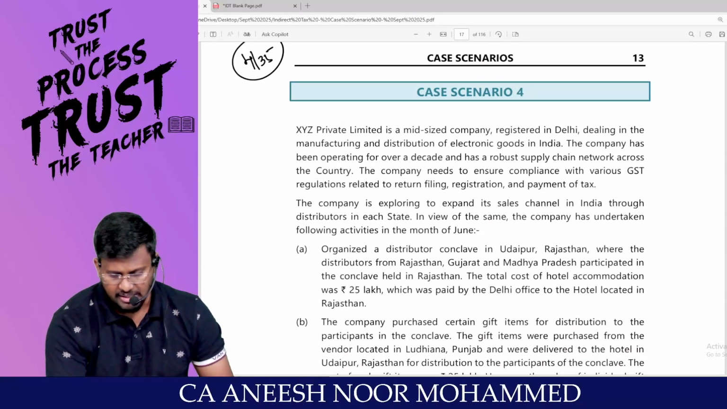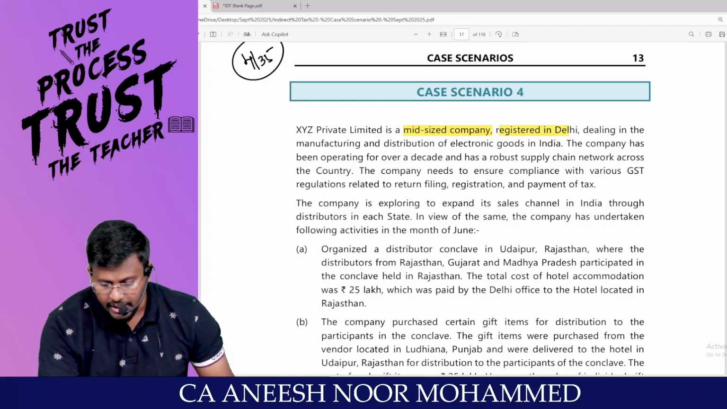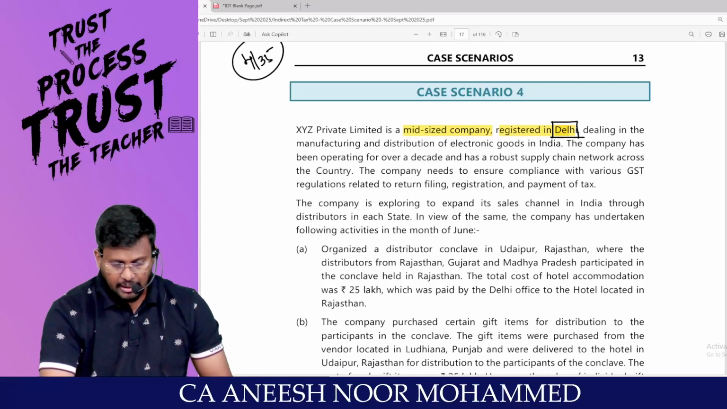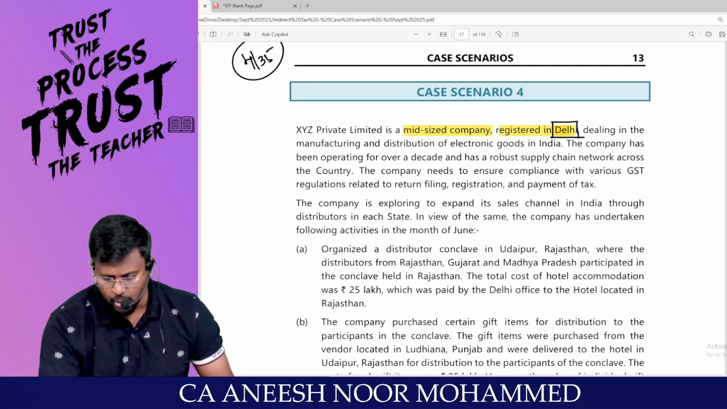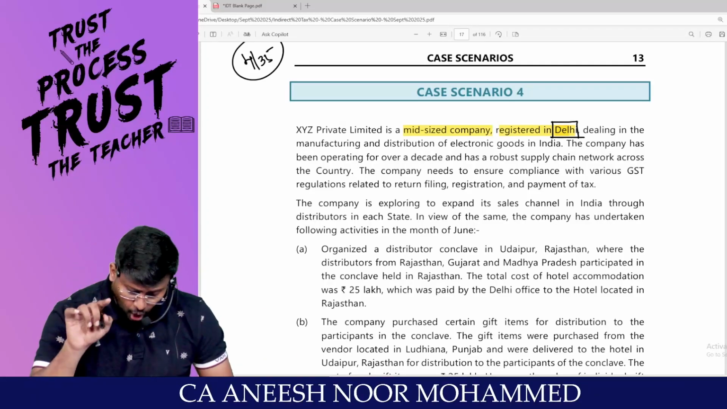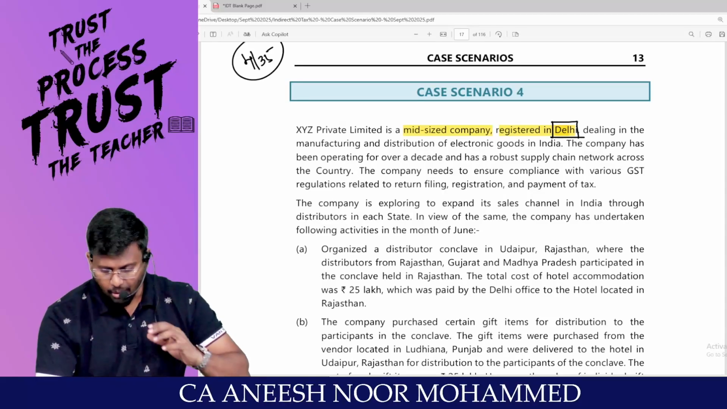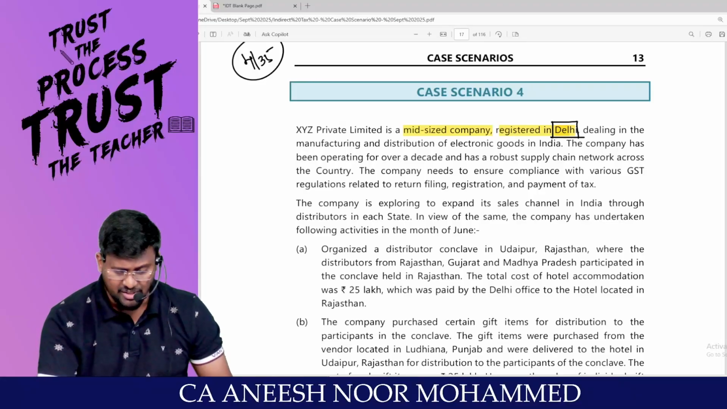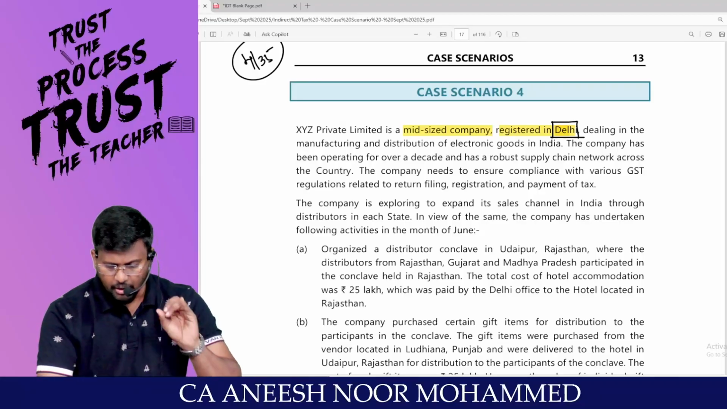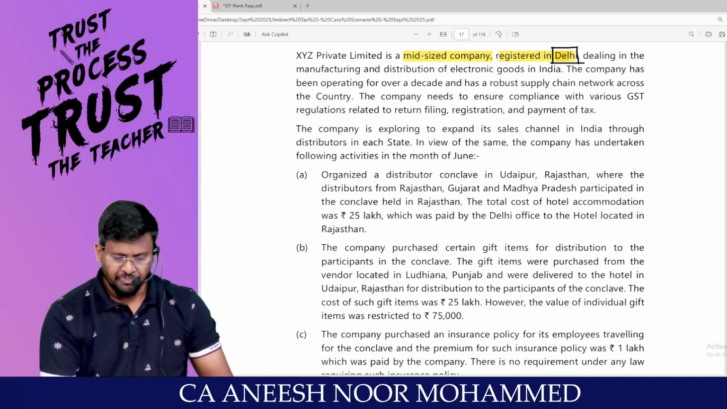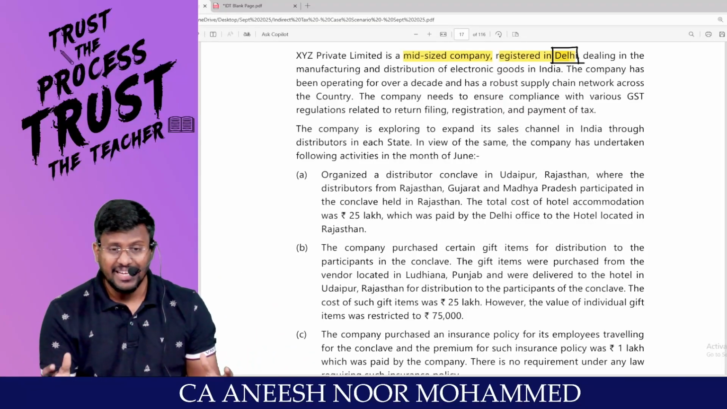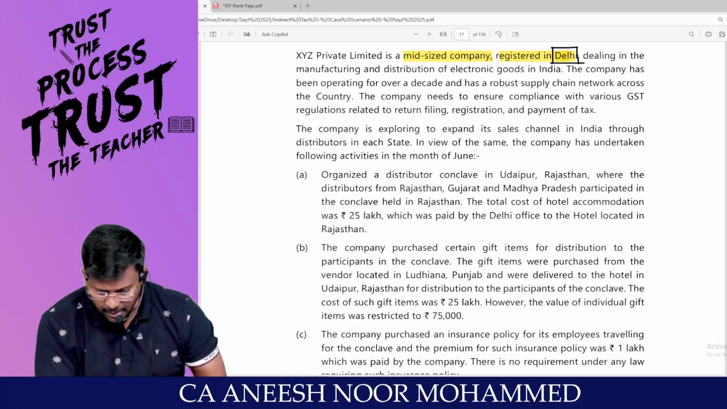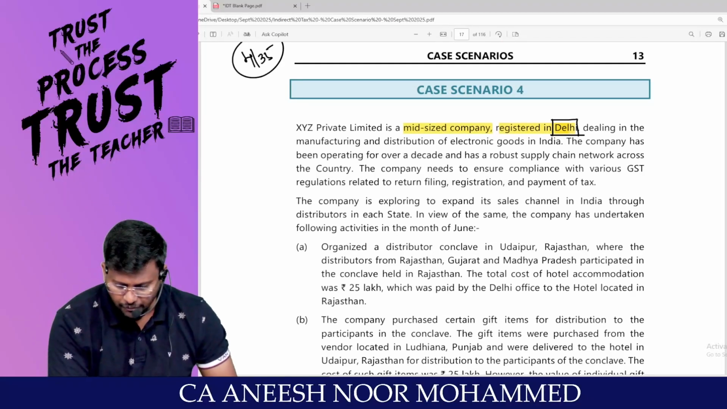XYZ Private Limited is a mid-sized company, registered in Delhi. This is the first key information. They are registered in Delhi, dealing in the manufacturing and distribution of electronic goods in India. The company has been operating for over a decade, with a robust supply chain network across the country. The company ensures compliance with various GST regulations related to return filing, registration, and payment of tax. The company is exploring expanding its sales channel in India through distributors in each state. In view of the same, the company has undertaken the following activity in the month of June.